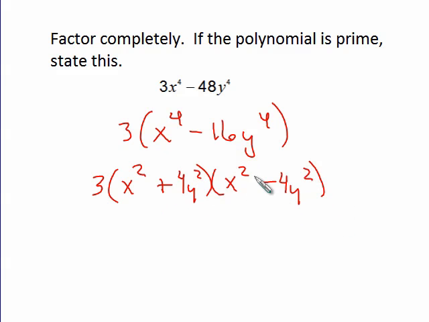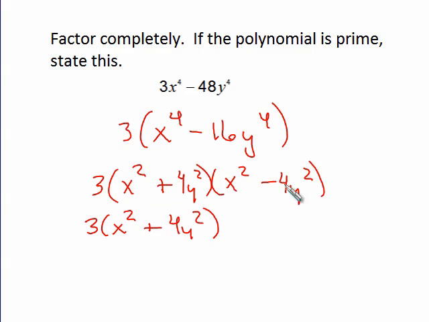Now you need to take a look at both of your new factors to see if either one of them factors again. Well, in both cases, your terms are perfect squares. However, when you have a sum of perfect squares, it's prime. So I'll go ahead and rewrite that the way it is.